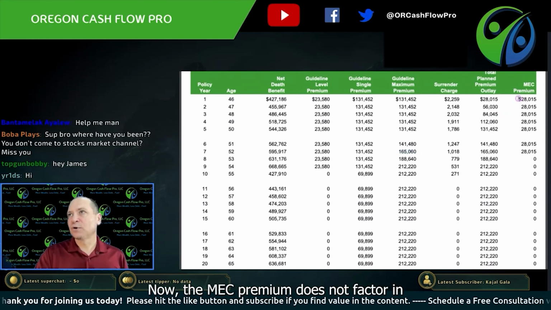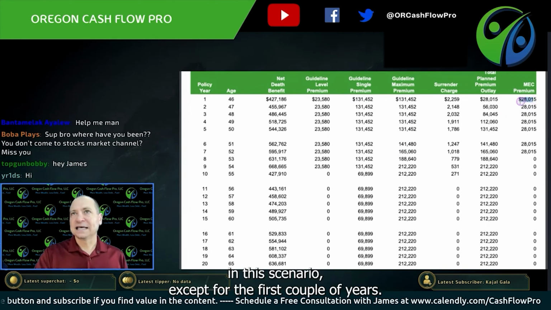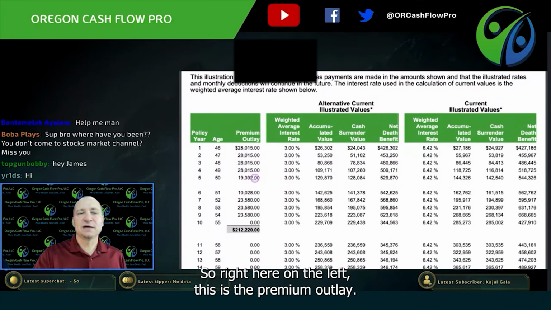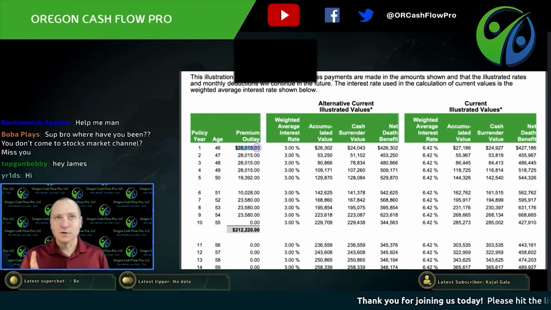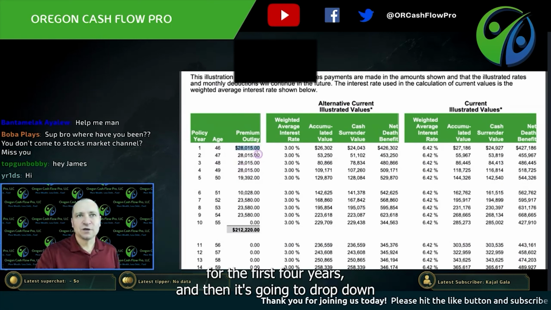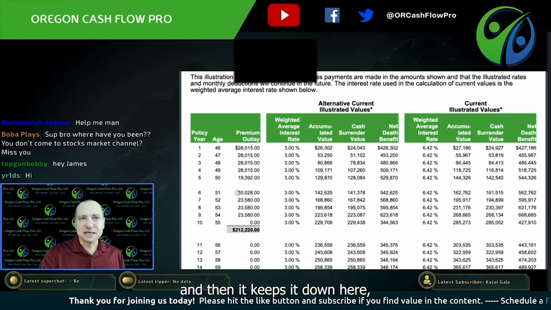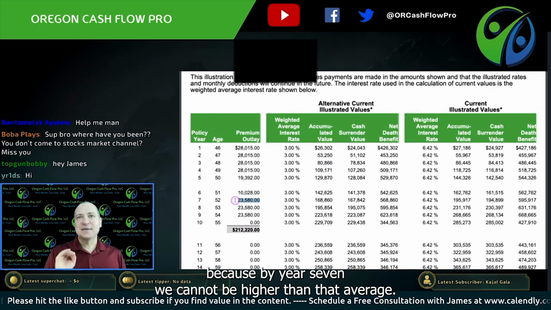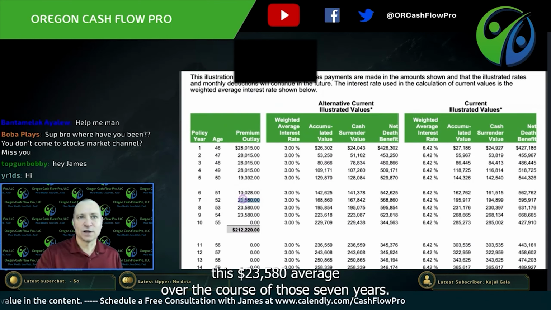Now the MEC premium does not factor in this scenario, except for the first couple of years. So right here on the left, this is the premium outlay. You can see it lets you put in up to that non-MEC number for the first 4 years, and then it's going to drop down. And then it keeps it down here. Because by year 7, we cannot be higher than that average. We can't be higher than this 23,580 average over the course of those 7 years.